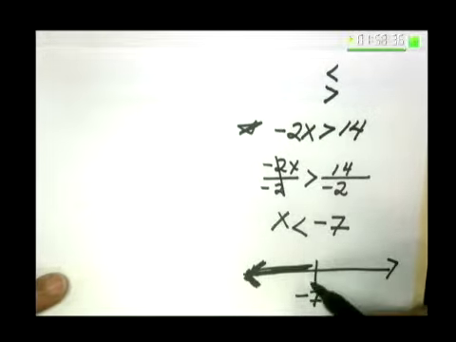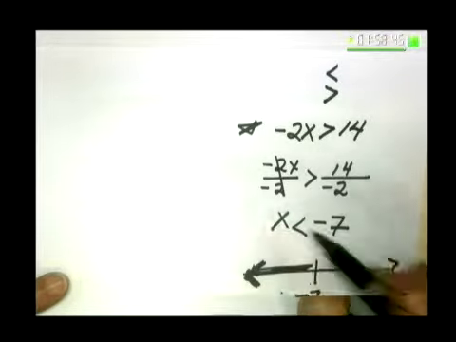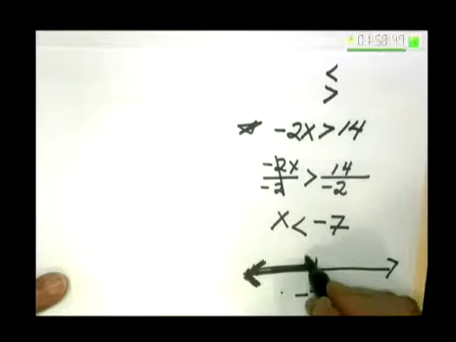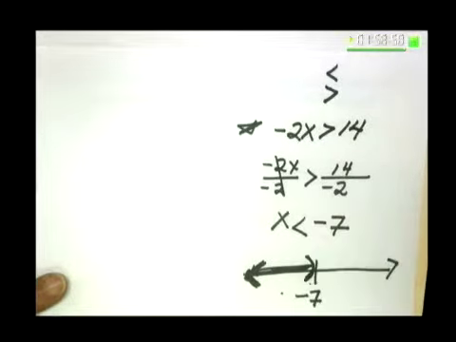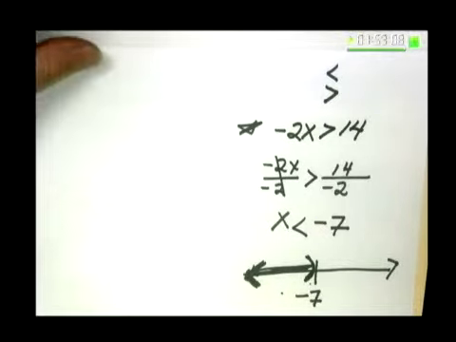And I need to make an indication around the negative 7 to show whether negative 7 is included or not included. Well, negative 7 is not less than negative 7, so I use a parenthesis. When you don't have an equal to sign, you use a parenthesis. So this indicates any value smaller than negative 7 would be an answer to the problem. And we're saying that's infinite solutions. Any number to the left of my negative 7.